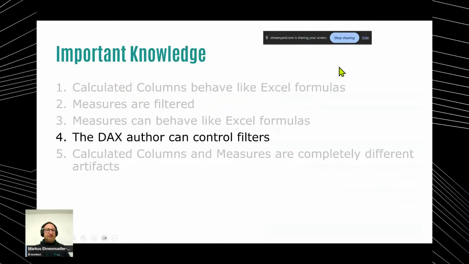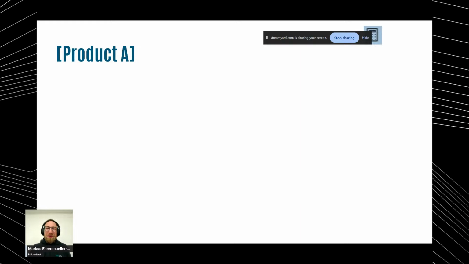That's the thing here. The fourth thing, I'm doing very good time-wise, the DAX author, that means you, can also control filters. And it's a little bit more involved, because now we talk about a function called CALCULATE. And this function drove me crazy in the beginning. When I learned DAX, a couple of years ago, I was confused because why would I have a function called CALCULATE? Of course I want to calculate something. That's the whole purpose why I create a measure or a calculated column. So why would I put CALCULATE in front of a calculation?